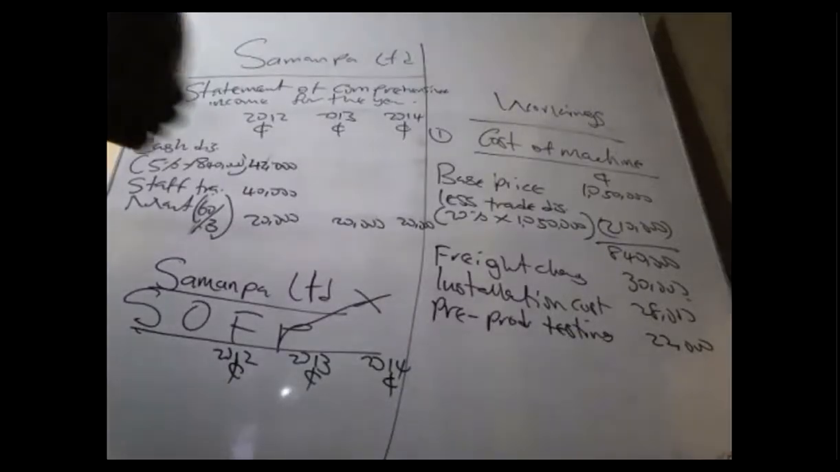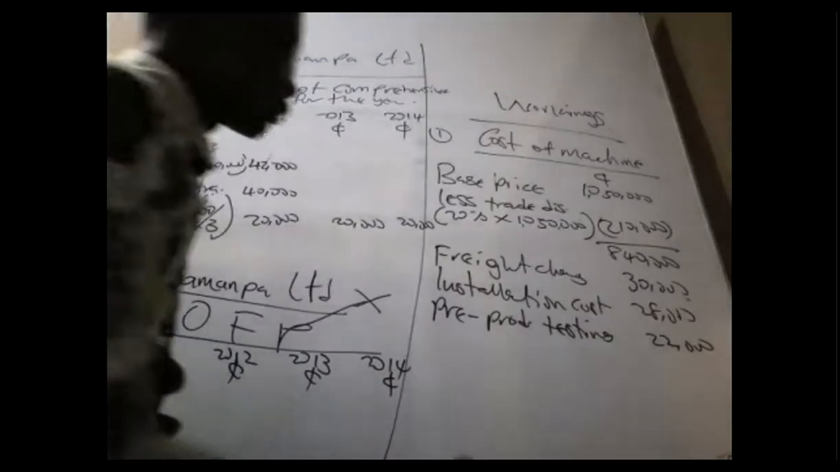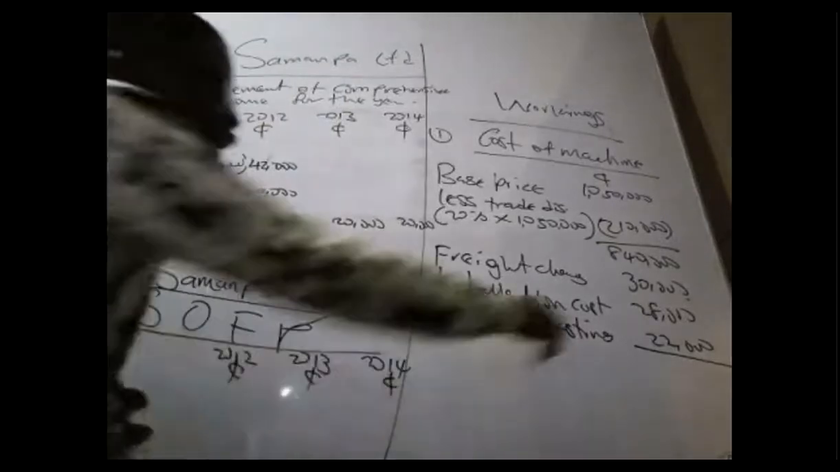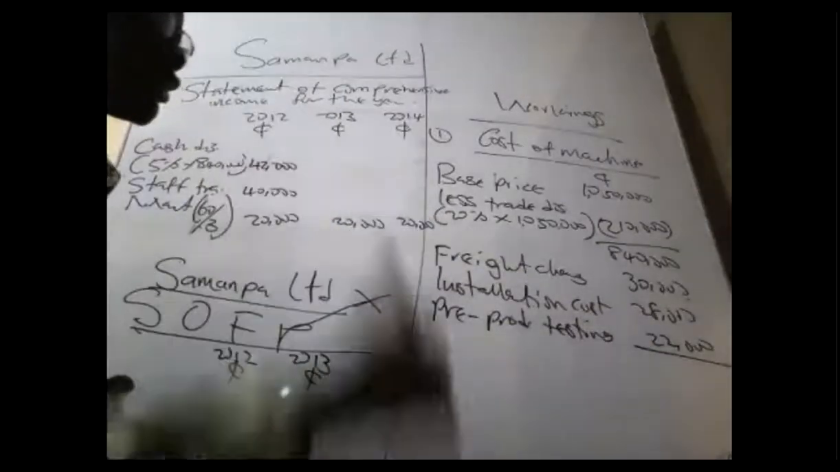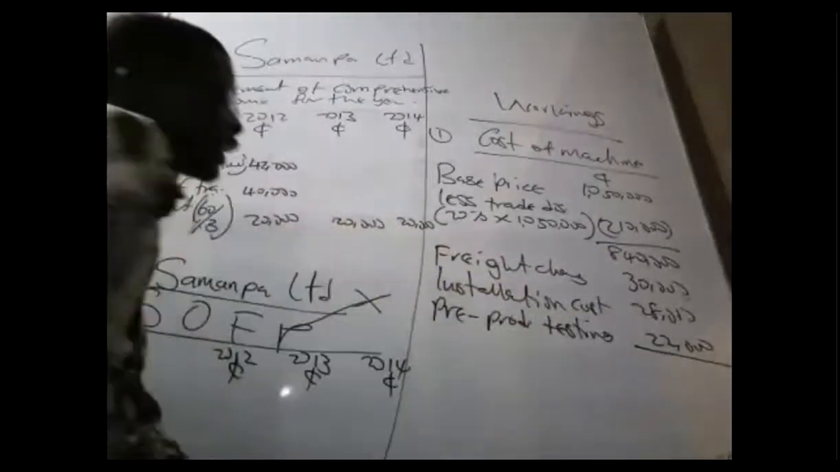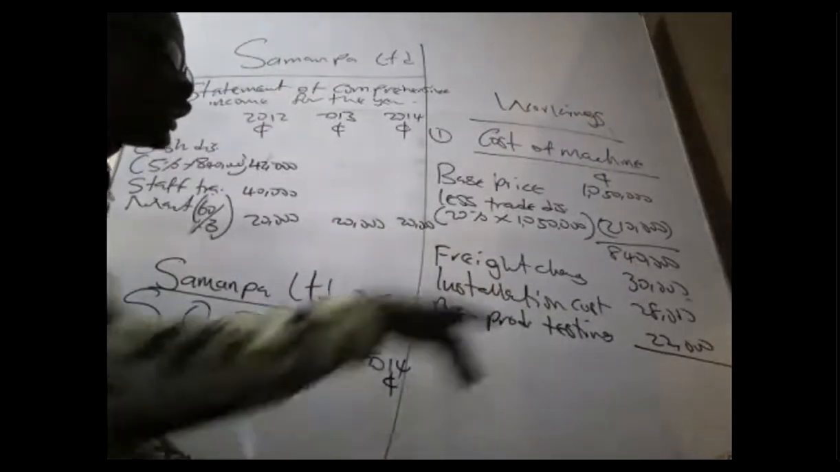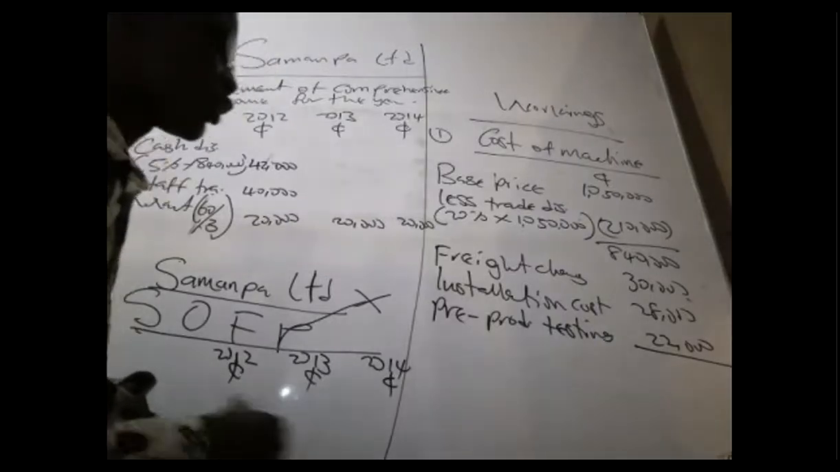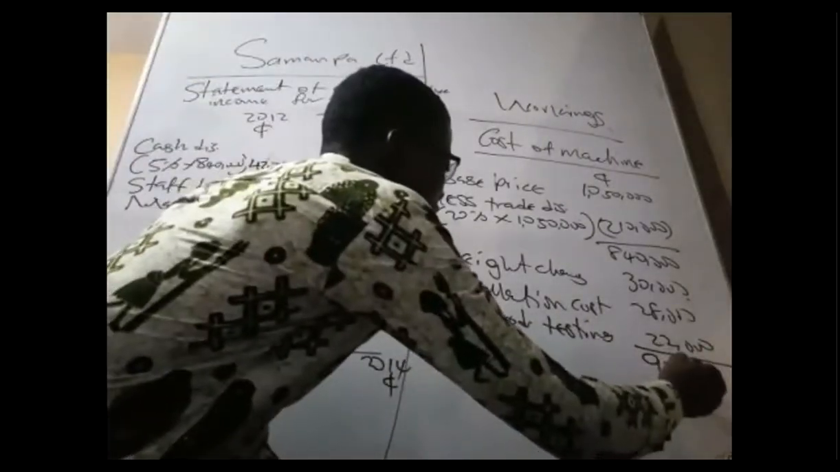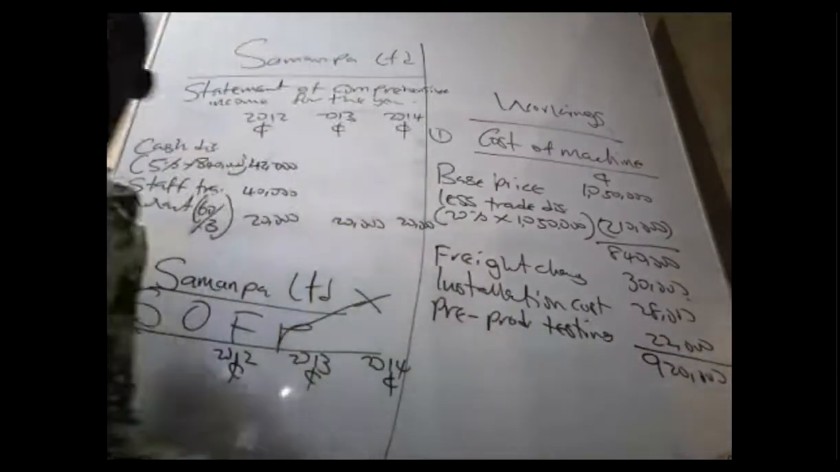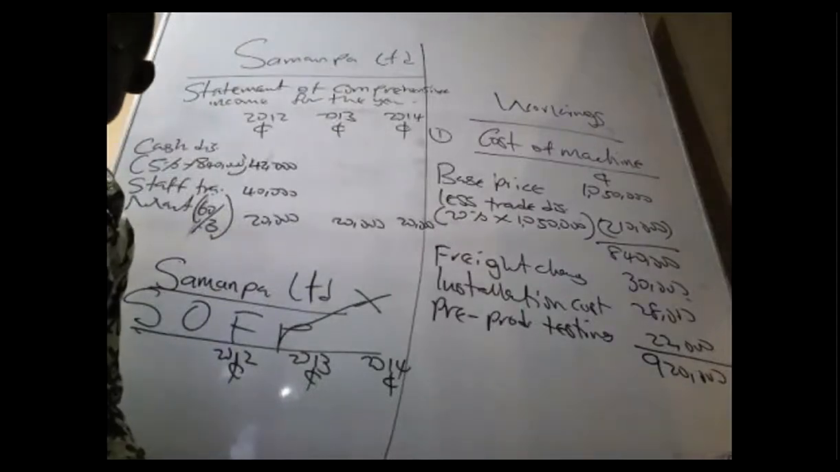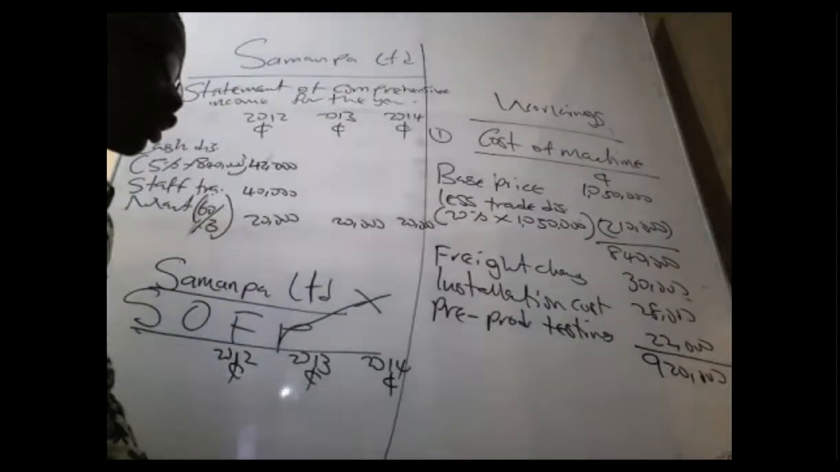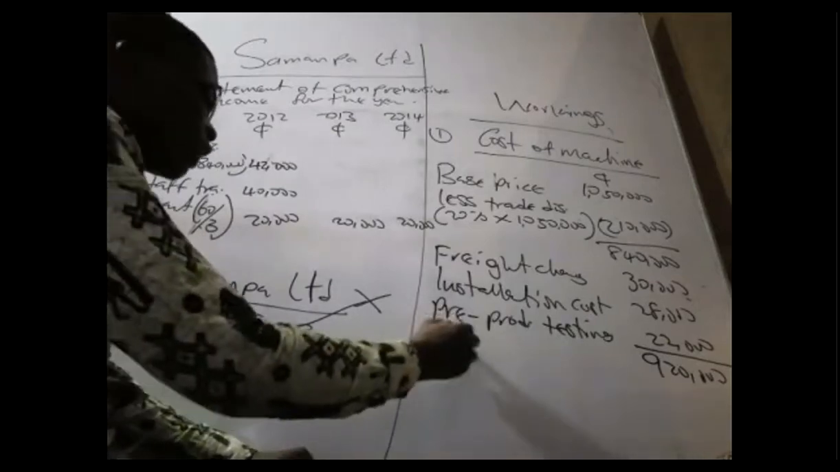So now let's sum all up and let us know the total cost of the machine. Okay, so 28 plus 22, that will give us 50. 50 plus 30, that will give us 80. 840 plus 80, that will give us 920. Perfect. So 920,000, right? That's the total cost of the machine.